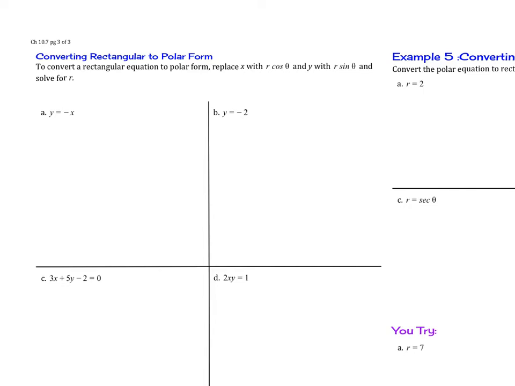Now that we've done coordinate conversions, let's look at converting equations. So first let's focus on converting a rectangular equation to polar form. With this, we're going to replace x with r cosine theta and y with r sine of theta, and then solve for r. So the things that we need to remember here is that x equals r cosine theta, and we also need to remember that y equals r sine of theta.